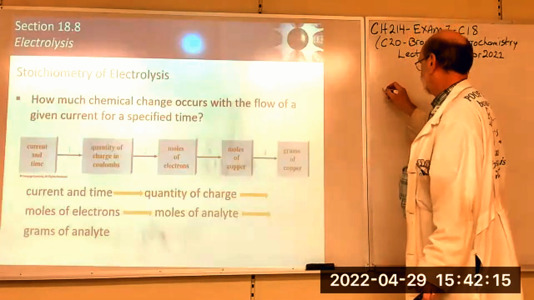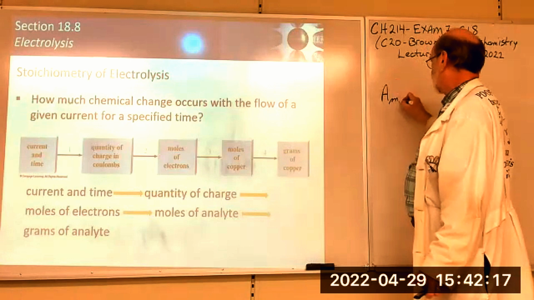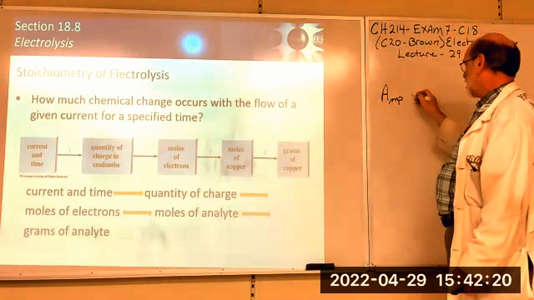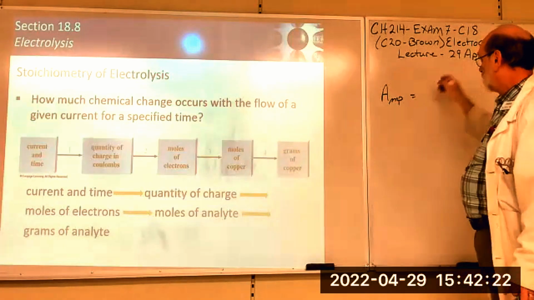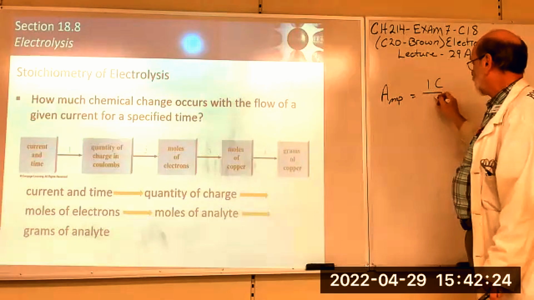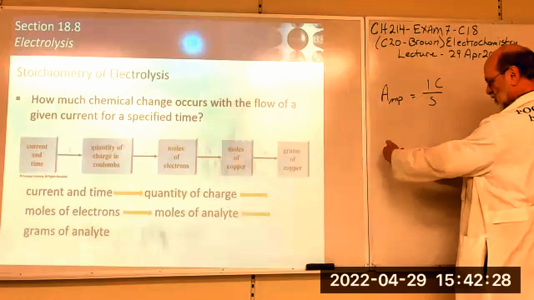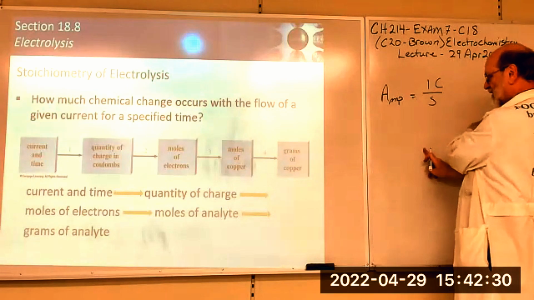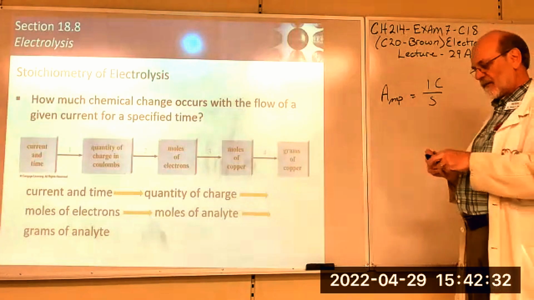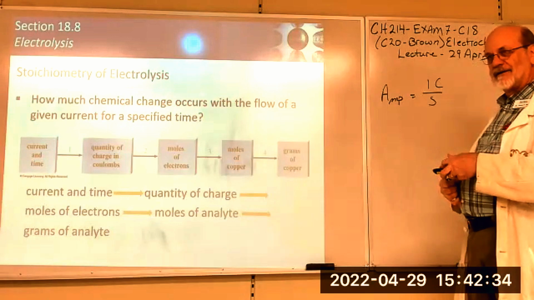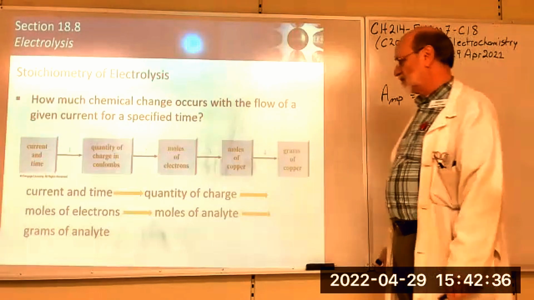An amp, abbreviated A, is equal to 1 coulomb per second. So past this one point, if you measure a coulomb of charge in 1 second, that's an amp.